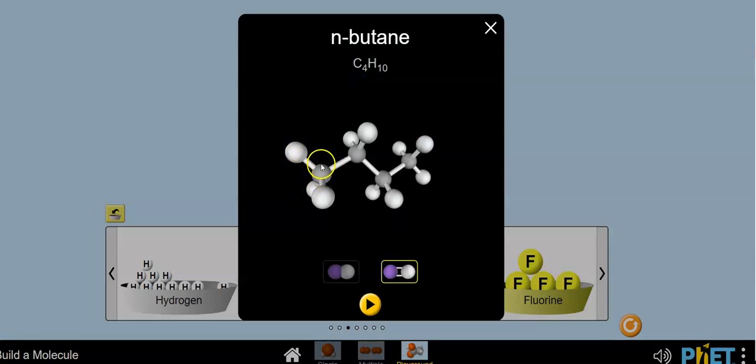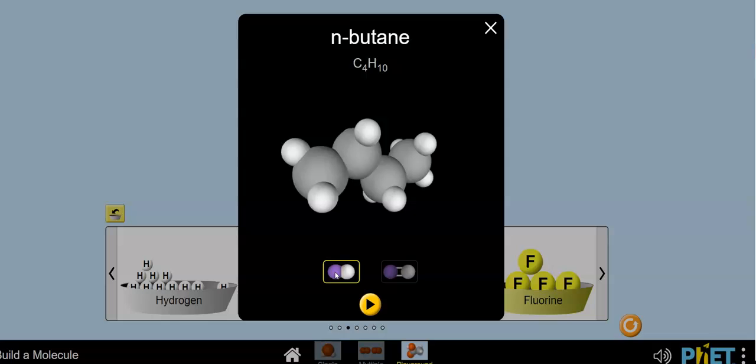So here's carbon on the left. It's got 1, 2, 3 hydrogens. Carbon on the right has 1, 2, 3 hydrogens. Keep in mind, every stick represents 2 electrons, and they're being shared between the 2 atoms.